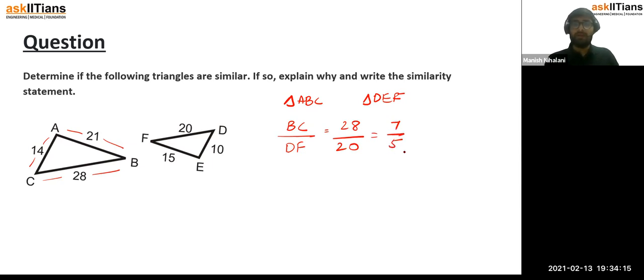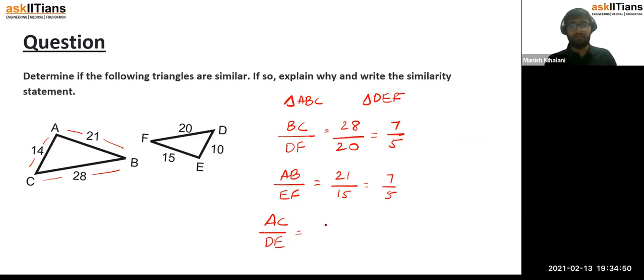Now take the middle side. After 28, the middle side is 21, so this is AB, and after 20 in the other triangle we have EF. So AB and EF give 21 divided by 15, that is 3 sevens are and 3 fives are. Now let's check the last side, the shortest side. The shortest side is AC, and in the other triangle the shortest side is DE.